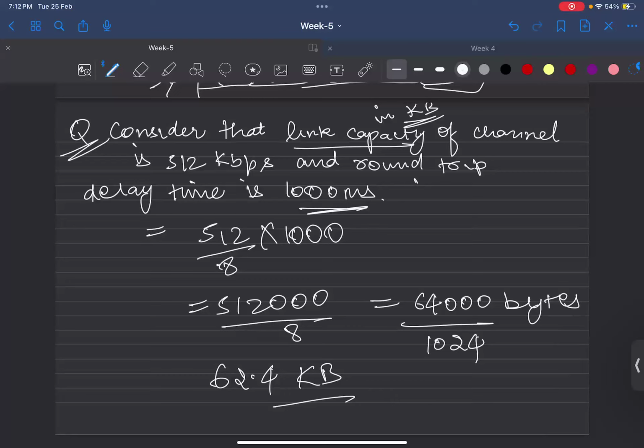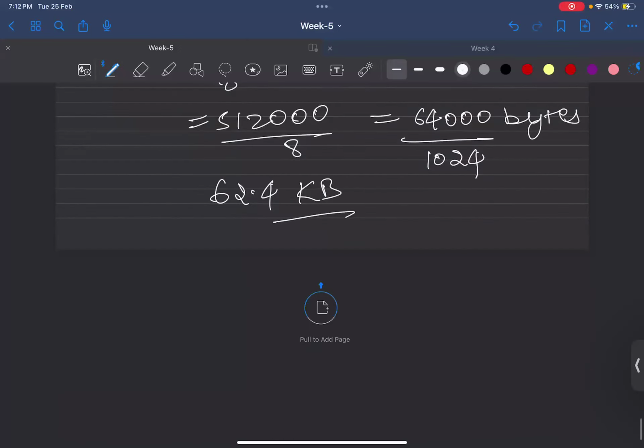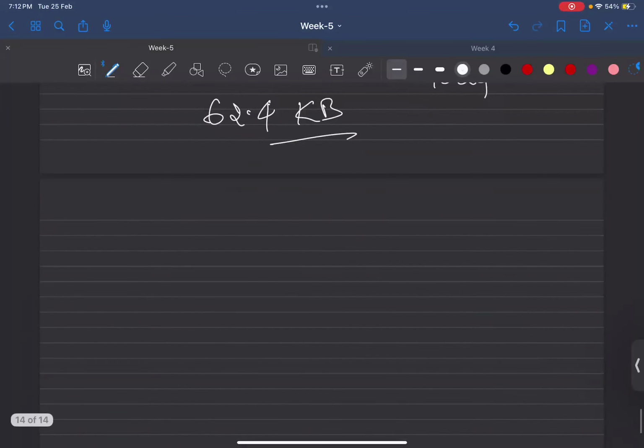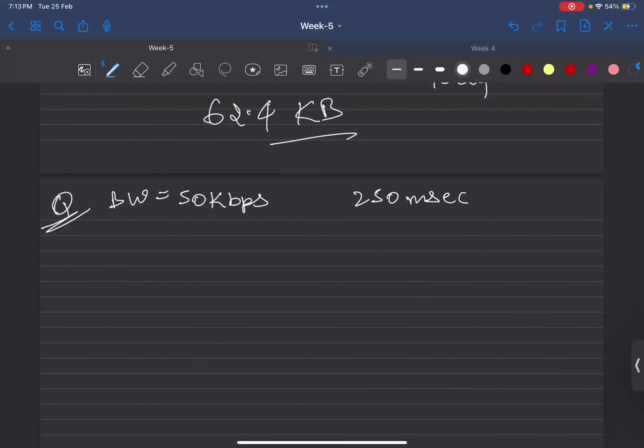Is it clear to everyone? Should we proceed? Let's proceed. So there was a question in the presentation in the class as well. Suppose the bandwidth is 50 kbps, and the one-way transit delay is 250 milliseconds. What is BDP in kilobits? Tell me fast. What is BDP?